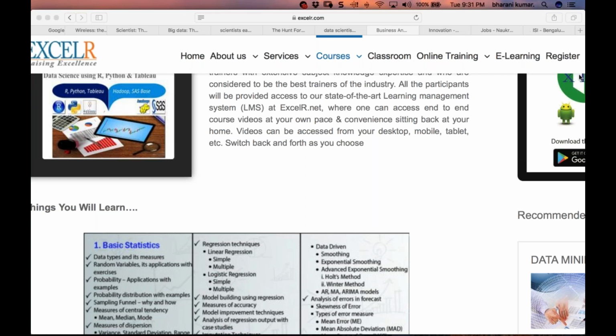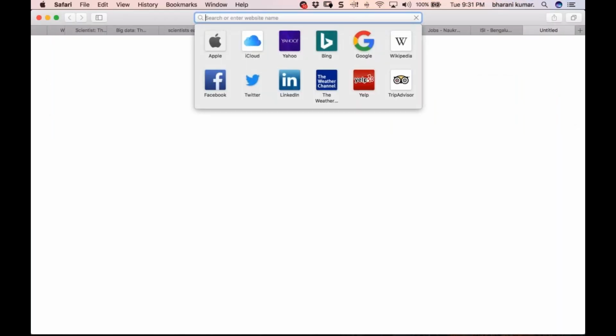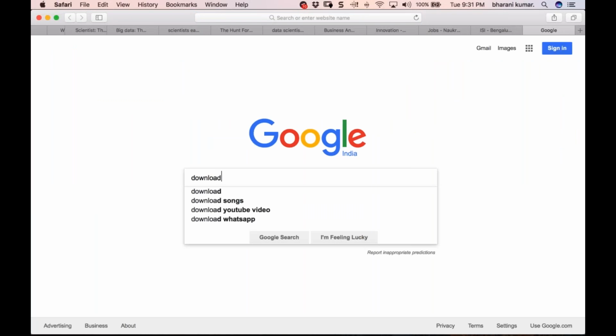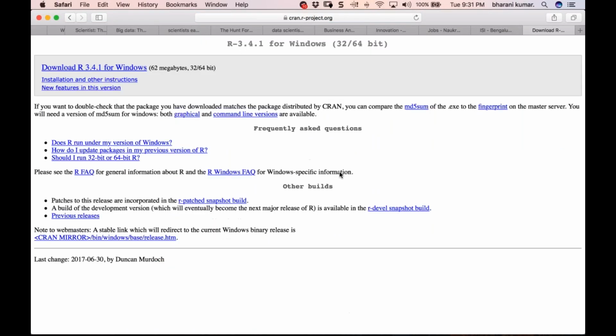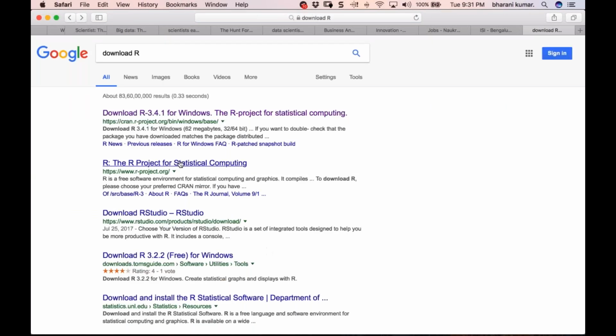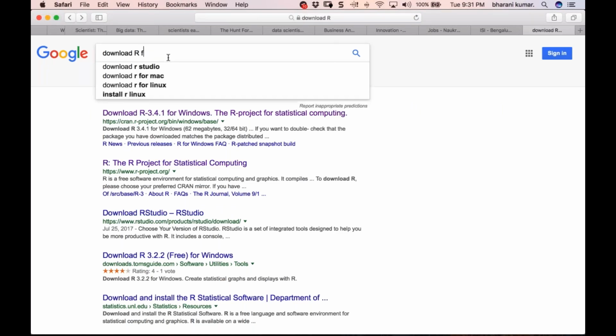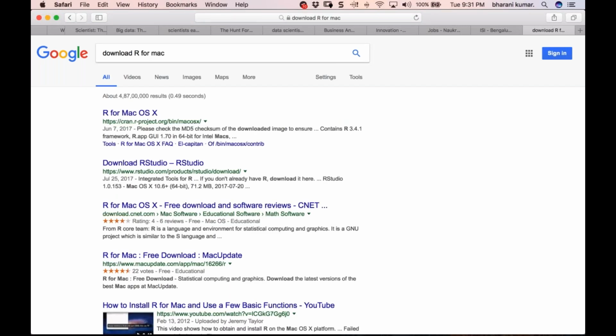Okay, for tomorrow, friends, this is what I request you to do. Just go to Google and download R. For people who are using Windows, the first link will suffice. Just click on that: Download R 3.4.1 for Windows. For people who are using Macintosh, click on this. Let me click on Mac: Download R for Mac. You'll be able to download R for Mac.